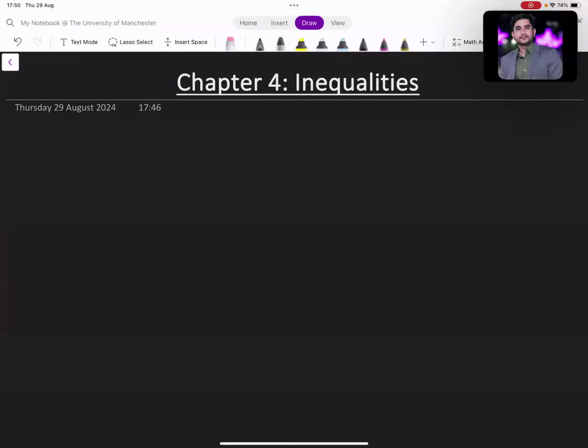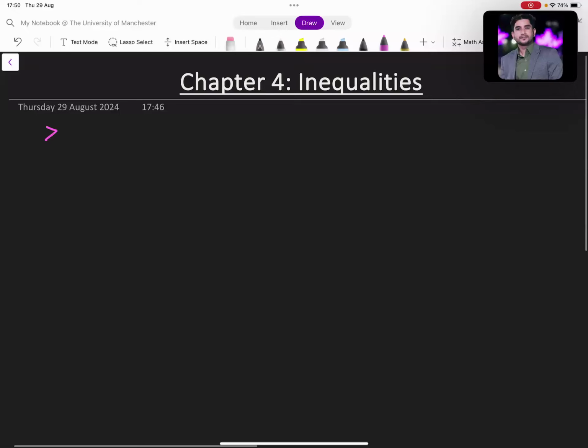Today we are going to talk about chapter 4, Inequalities. Previously we have talked about number systems, real numbers, and statements and proofs. Now we know that we have a bunch of inequalities: greater than, greater than or equal to, less than, and less than or equal to.